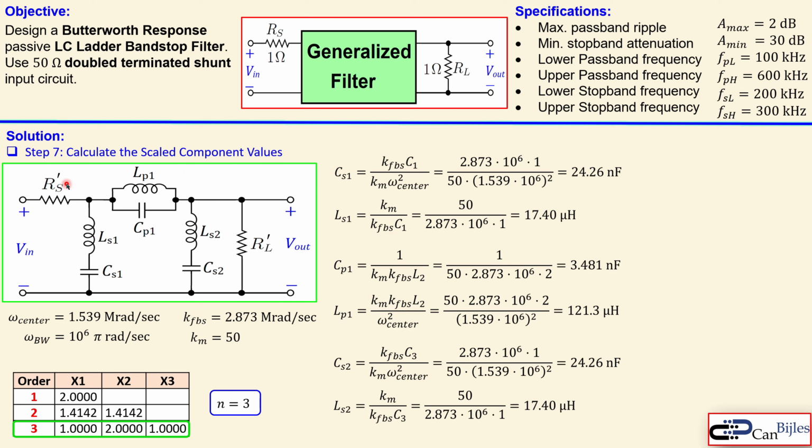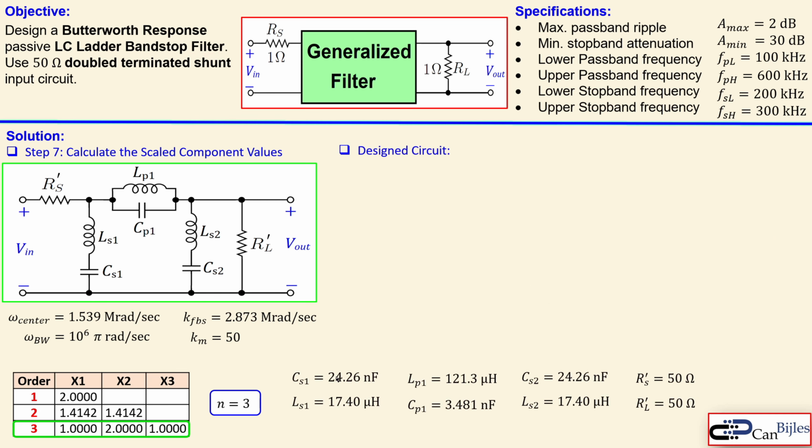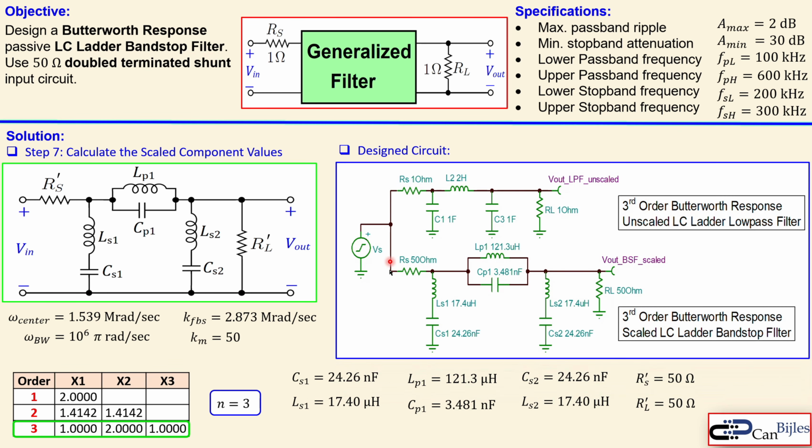Now the RS prime and RL prime are just scaled by this Km of 50. So you go from 1 times 50 is 50, and also RL prime will be 50. So now we have all 8 component values. Okay, let's collect them here. These are the values we wanted, and this is the designed circuit. This is the band stop filter in the simulator.